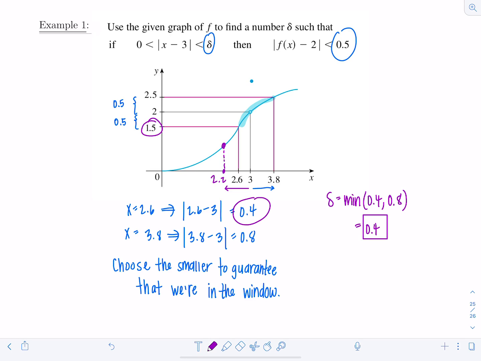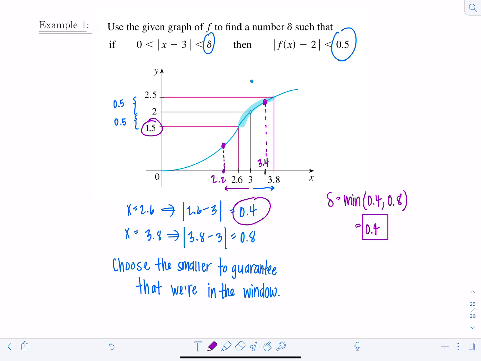So you choose delta to be 0.4, and then in that case, you're only going to allow yourself to go up to 3.4, but that's fine because you're still less than 0.5 away from 2. Okay, you're playing it safe, basically. We must play it safe.